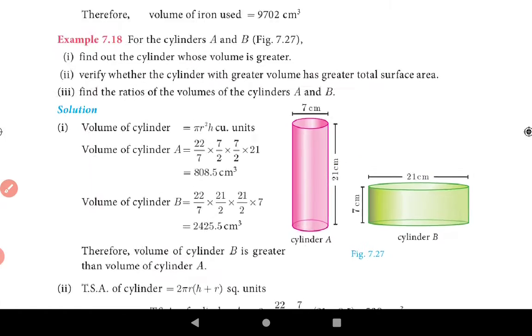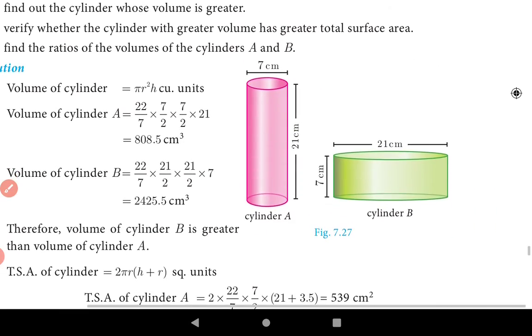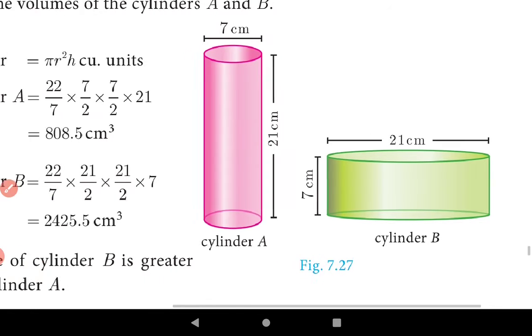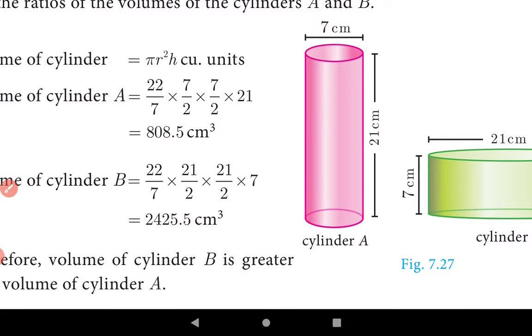So let us move on to the diagrams first. Both are cylinders, but they differ in measurement. For the first cylinder A, the diameter is 7 centimeters and the height is 21 centimeters. Cylinder B has diameter 21 centimeters and height 7 centimeters. Now let us find the volumes of the two cylinders.